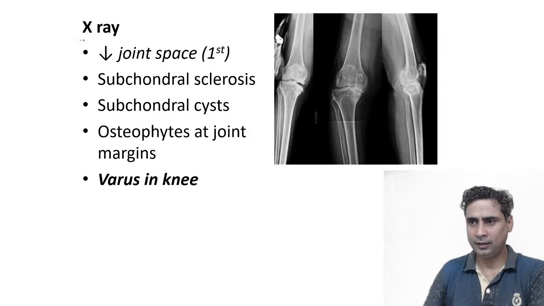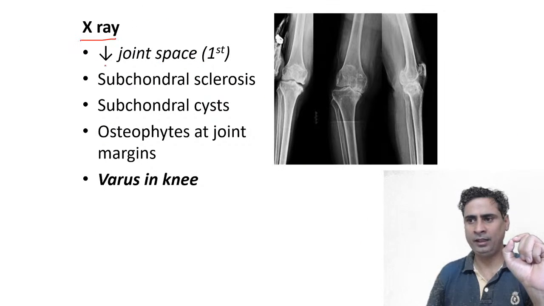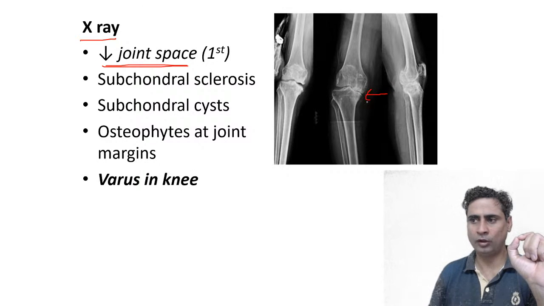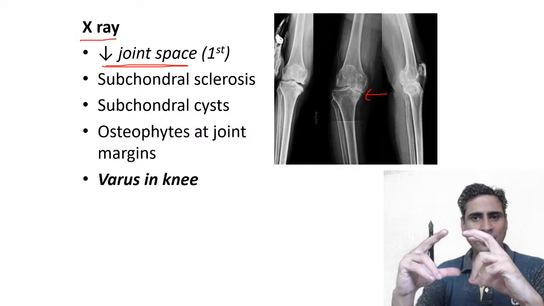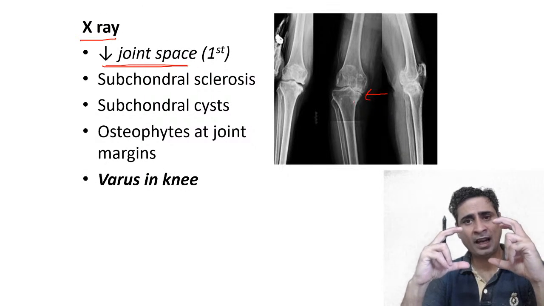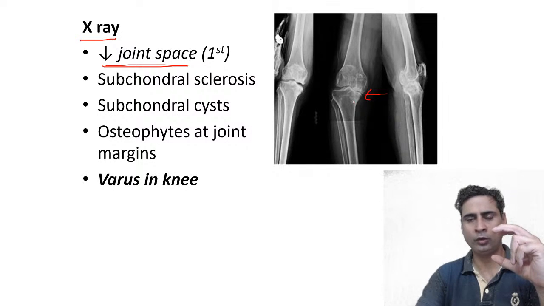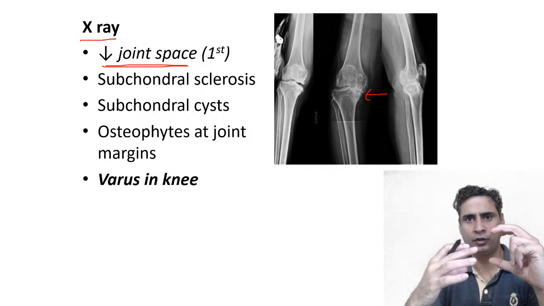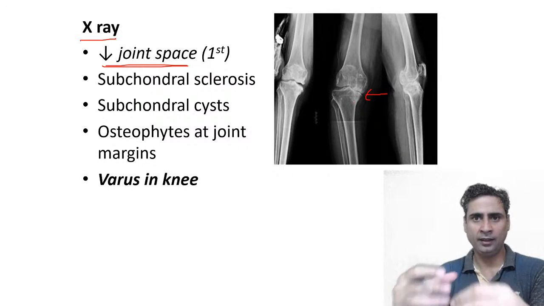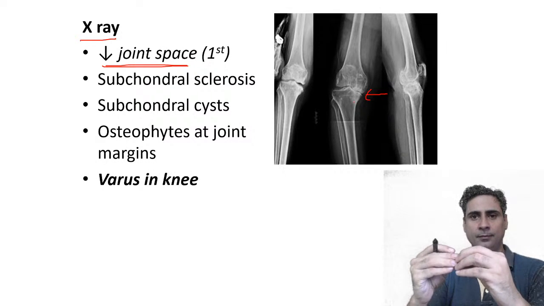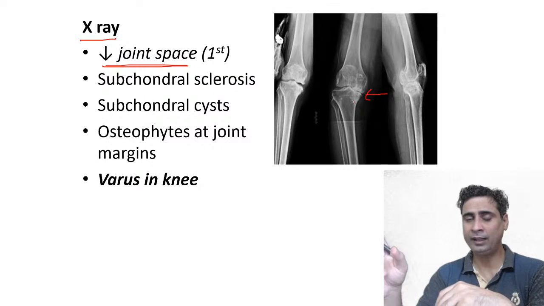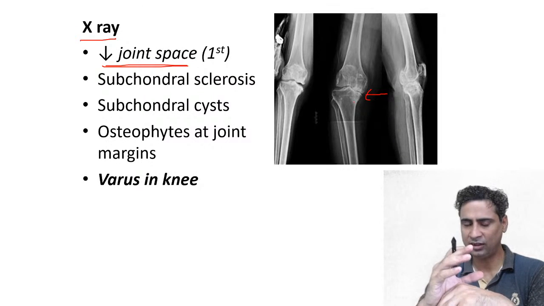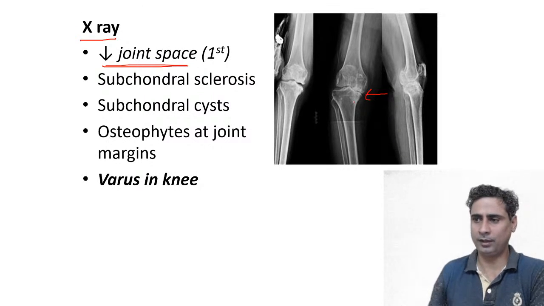On X-ray, the earliest finding will be decrease in joint space, and it is on the medial side more than the lateral side. As we have discussed, joint space is nothing else but the space occupied by articular cartilage. Articular cartilage you cannot see on the X-ray because it is soft tissue, and if it is destroyed, that space will be decreased. The primary target in osteoarthritis is articular cartilage, so the earliest manifestation will be decrease in joint space.